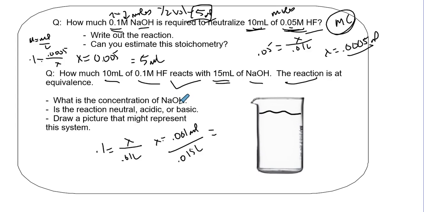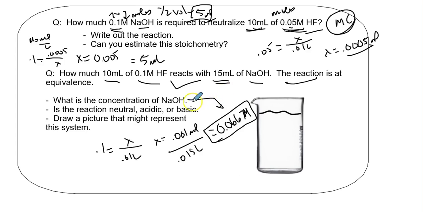0.001 divided by 0.015 equals about 1/10 of 2/3, if you want to call it that. So 0.0667 molarity. Okay. So what is the concentration? That's that guy. Is the reaction neutral, acidic, or basic at the end?